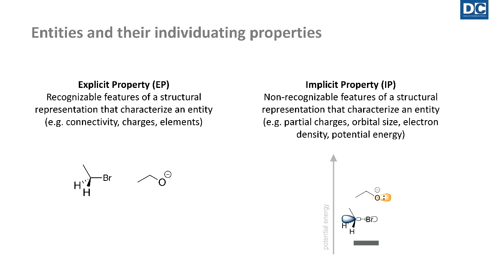So when we think about entities and their individuating properties, we started to define what constitutes explicit properties and implicit properties. Explicit properties are all the recognizable features of a structural representation that characterize an entity, for example, information about connectivity, charges, or elements in a molecule. The implicit ones are the non-recognizable features of a structural representation. Those are often not expressed by the representation, for example, the orbital size or the electron density of molecules. So we have these different types of properties, explicit and implicit, which characterize entities. This is how we translated the idea of entities and their properties that Machamer described in the philosophy of science into what it means in organic chemistry.